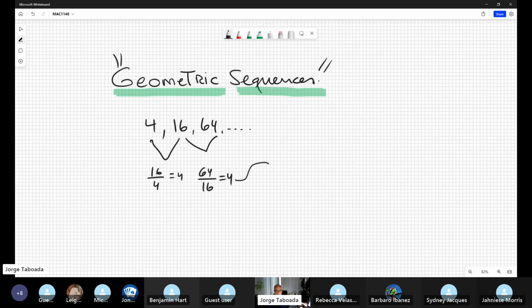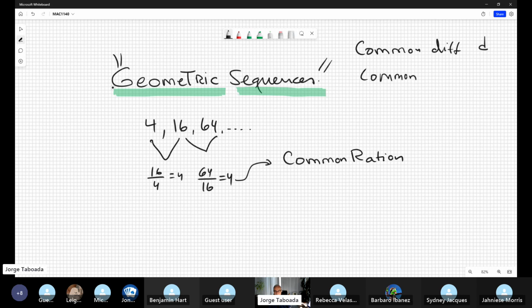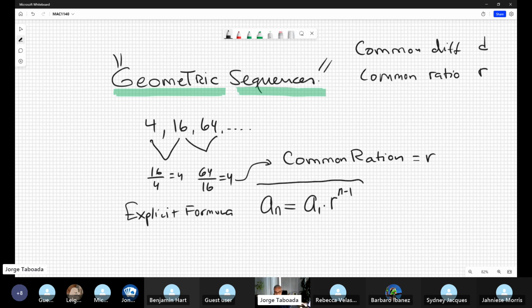And the geometric sequence has one thing, called the common ratio. Remember, in arithmetic, we have common difference D, and in geometric, we have common ratio. The name is R, little R. And the explicit formula for the geometric sequence is A sub N is equal to A1, the first term, multiplied by R raised to the N minus 1. It's like an exponential.